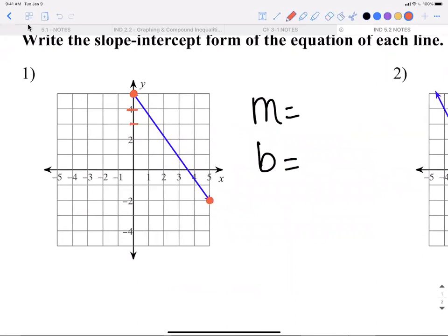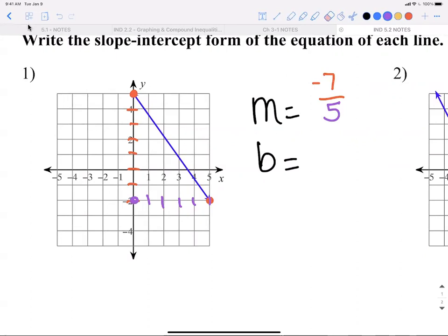Now that I have 2 points identified, I can find my slope by counting like we did yesterday. Negative 1, 2, 3, 4, 5, 6, 7. So my change in y is -7. And then I turn the corner, right? And then I go 1, 2, 3, 4, 5 to the right. And so my slope is -7/5.